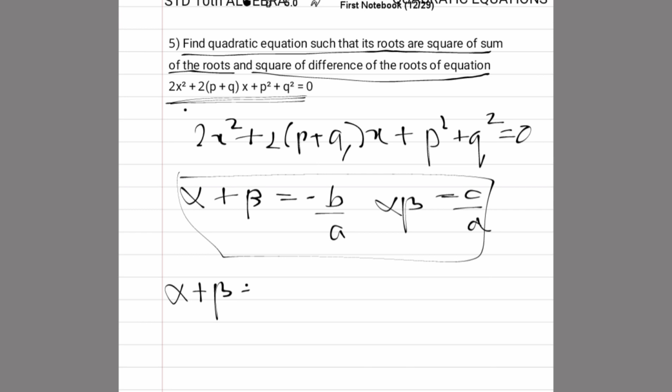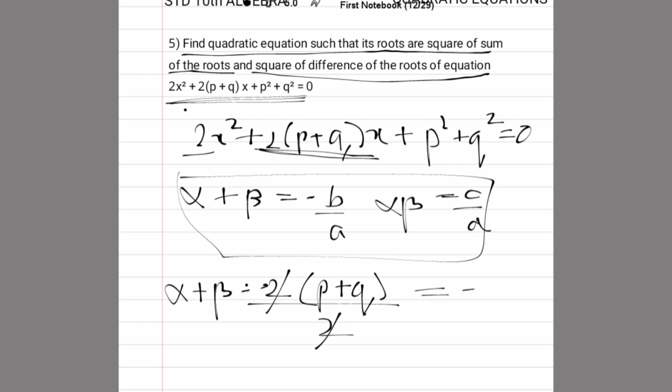Now in this, b is the term which is with x, the coefficient of x, right? So that is 2 into p plus q with a minus sign, divided by a, that is 2. So this 2 and 2 will get cancelled, and we will get it as minus p plus q, right?